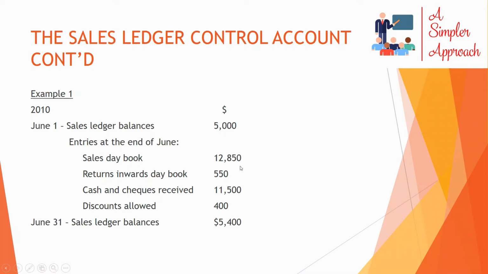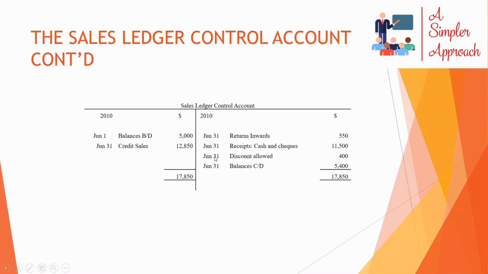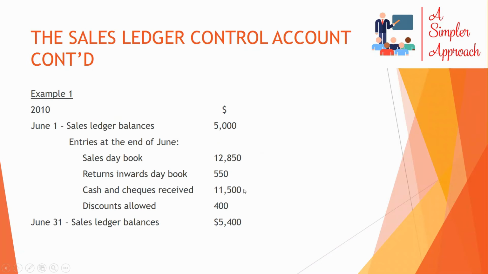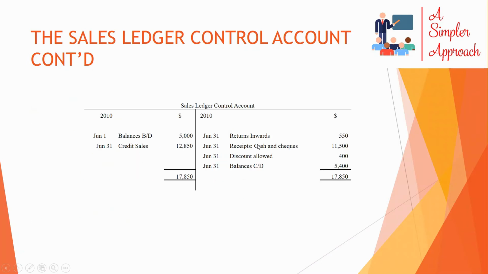All the entries in the sales day book, debited 12,850. And remember now that we are doing this from the debtor's perspective. So everything that you're looking at right here is how they would appear in the sales ledger. Returns inwards, credited 550.